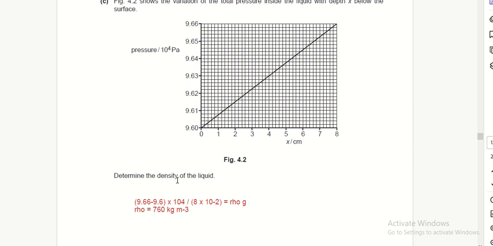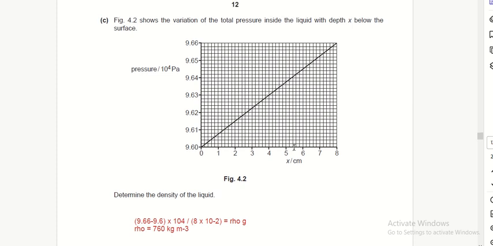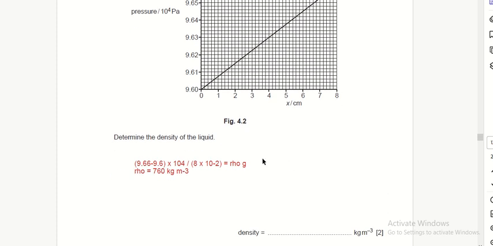How can we determine the density of the liquid? First of all, we should get the slope of this graph, because this is the graph between P and h, the depth. So P over h gives us rho times g, and we know g, so we can know rho.